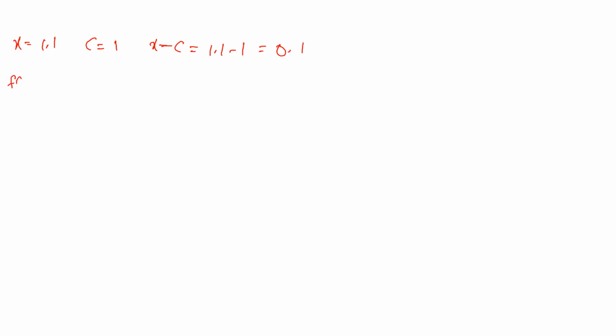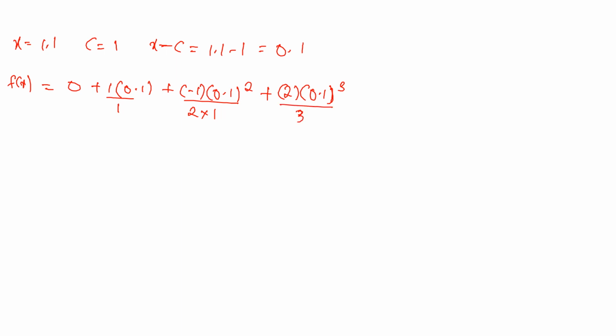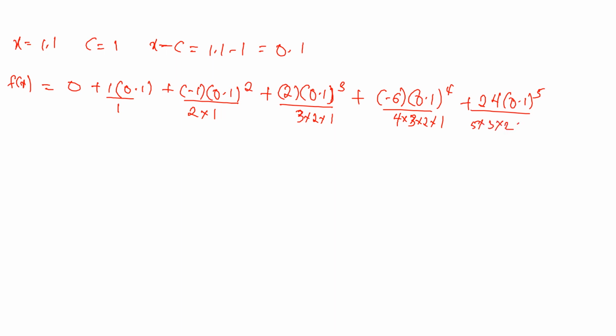So we can say that f of x is equal to f of c, which is 0, plus 1 times 0.1 over 1 factorial, which is 1, plus minus 1 times 0.1 squared over 2 factorial, which is 2 times 1, plus the third derivative of c, which is 2, times 0.1 raised to the power of 3 over 3 factorial, which is 3 times 2 times 1, plus minus 6 times 0.1 raised to the power of 4 over 4 times 3 times 2 times 1, plus 24 times 0.1 raised to the power of 5 over 5 times 4 times 3 times 2 times 1.